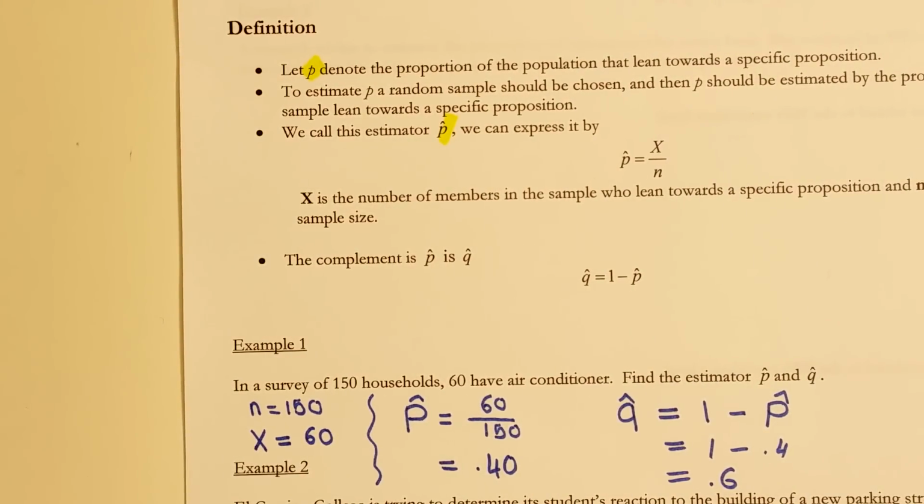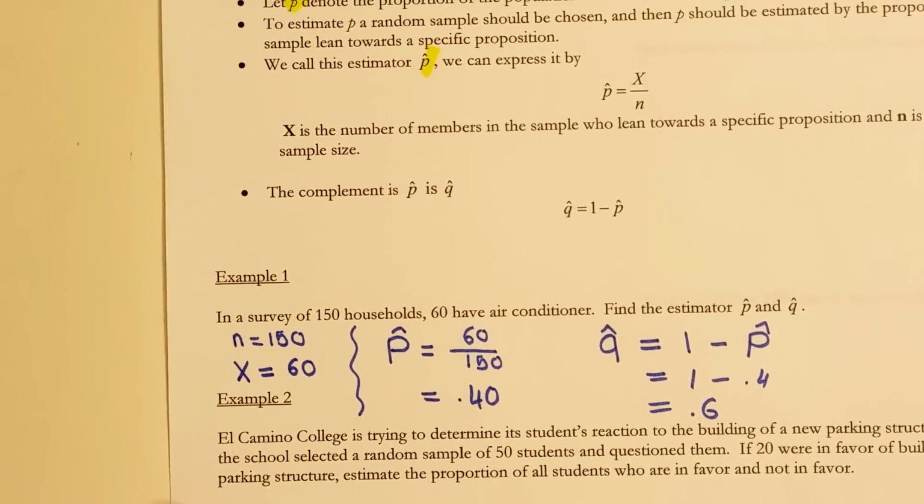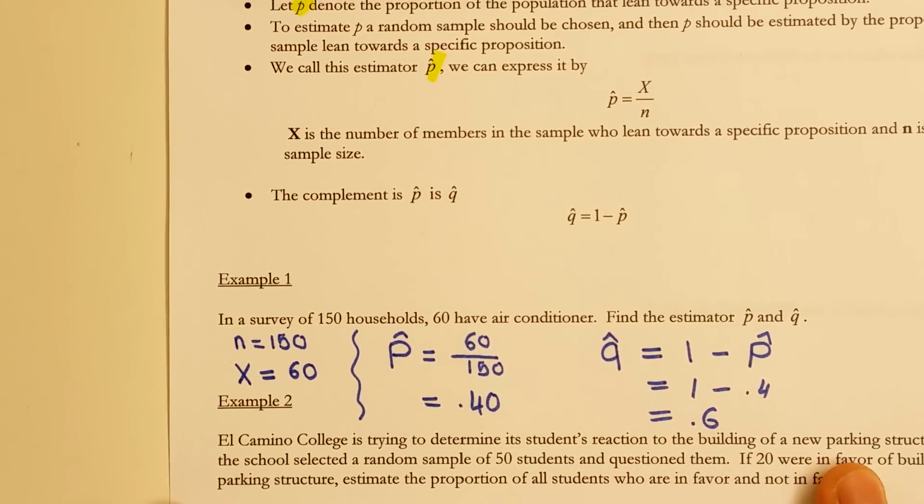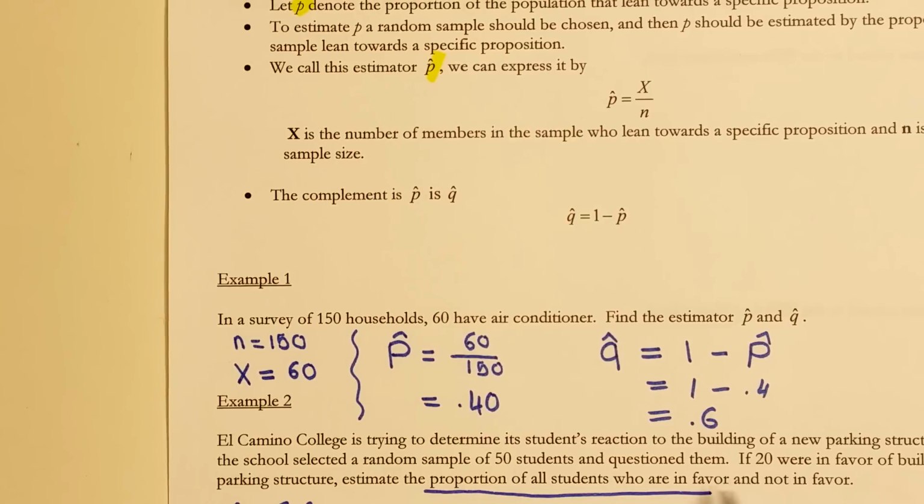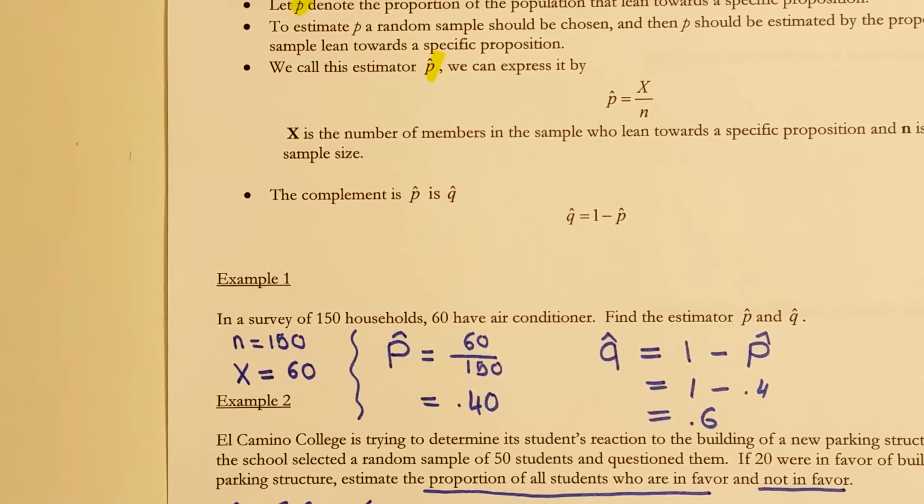Very good. A Yale communicologist is trying to determine a student's reaction to the building of a new parking structure. To do so, the school selected a random sample of 50 students. So they asked 50 students, and 20 were in favor of building a new parking structure. Estimate the proportion of students who are in favor and who are not in favor.